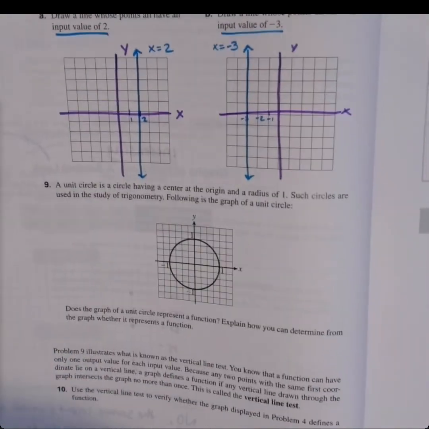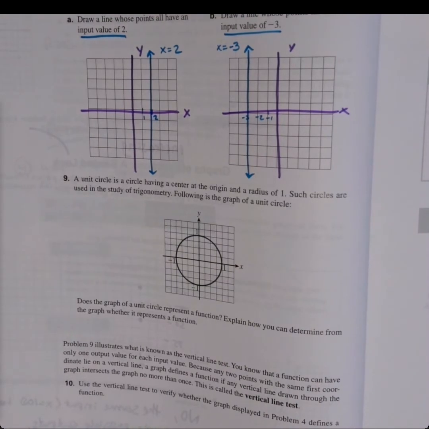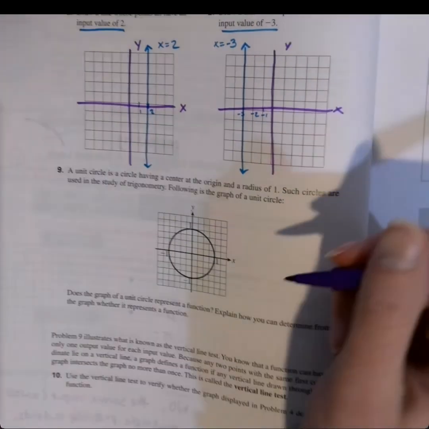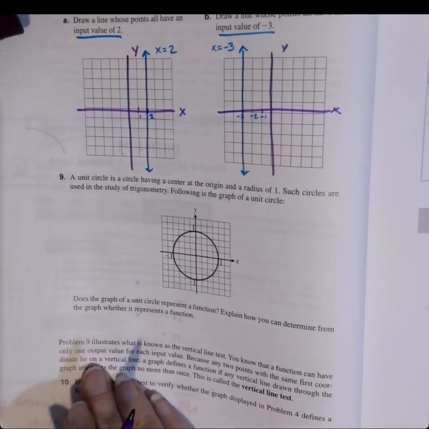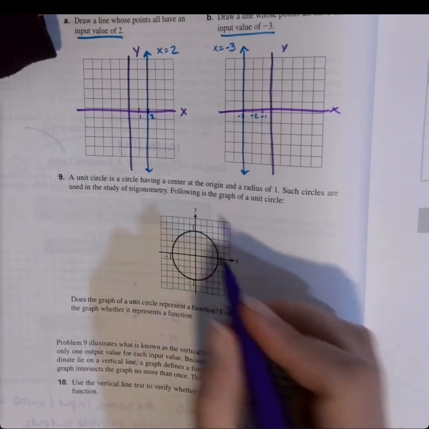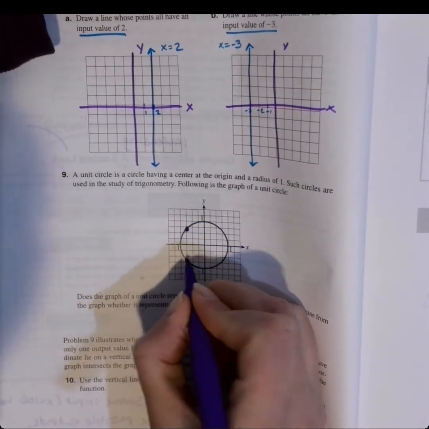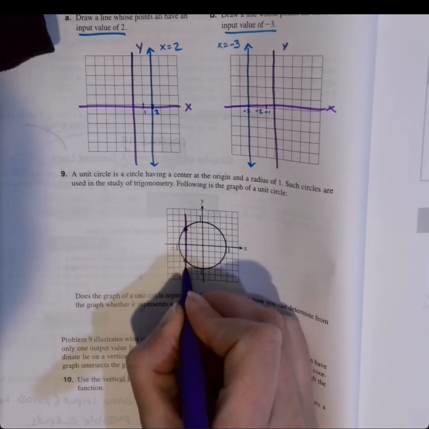Okay, number 9 says that a unit circle is a circle having a center at the origin and a radius of 1. So such circles are commonly used in trig. This is a graph of the unit circle. Does this graph represent a function? Explain how we can determine if it represents a function. It's not a function because there are points that fall on the same vertical line.